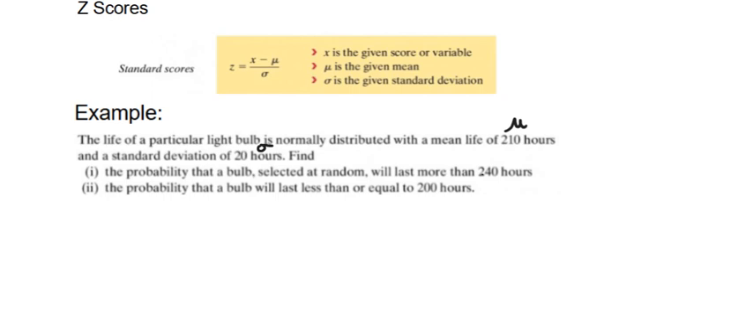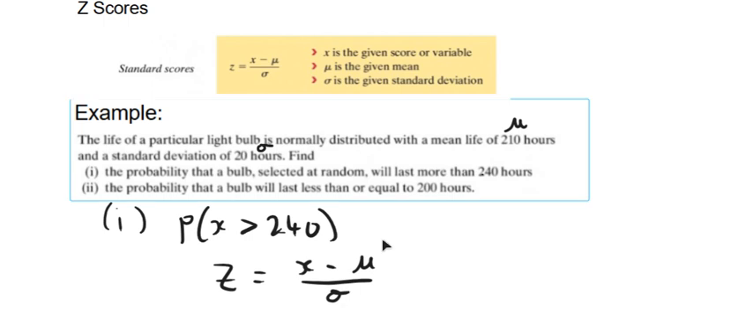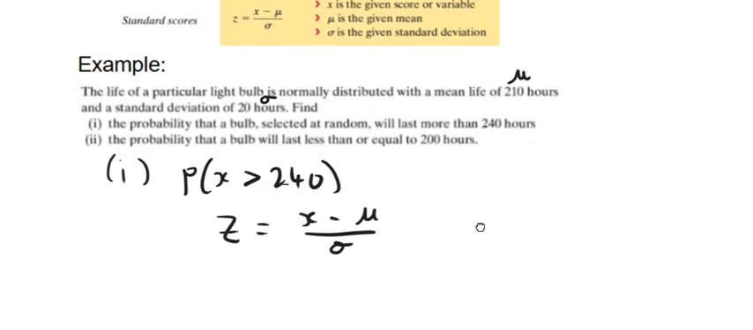We're asked to find out the probability that a bulb selected at random will last more than 240 hours. So that's the probability that x is greater than 240. That's what we're working out. We have to work out a z-score for 240 first of all. So if I write down my formula, z is equal to x minus mu over the standard deviation. Even if you can fill in this much, you'll get some marks.